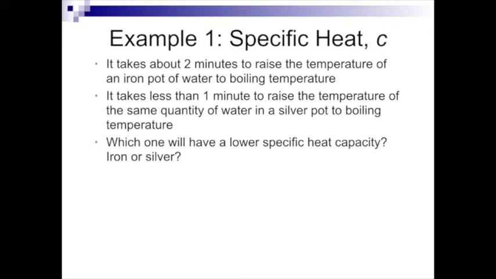Look at this scenario and figure out whether iron or silver has a lower specific heat. It takes about 2 minutes to raise the temperature of an iron pot of water to boiling temperature. On the other hand, it takes less than 1 minute to raise the temperature of the same quantity of water in a silver pot to boiling temperature. Which one will have a lower specific heat capacity, iron or silver?